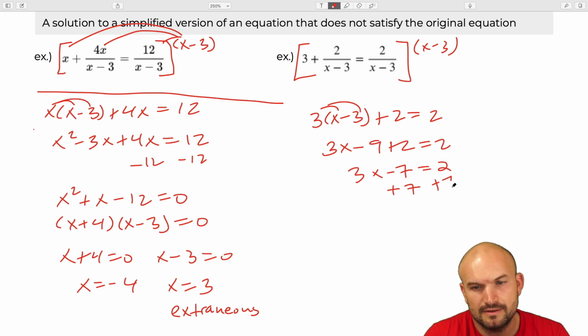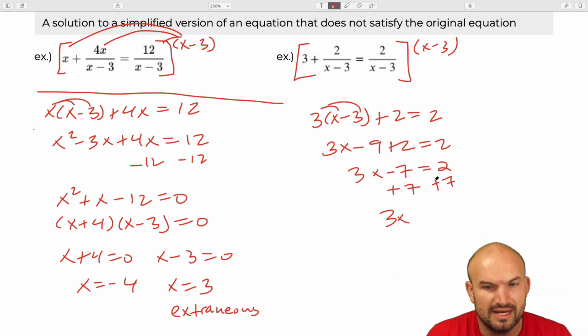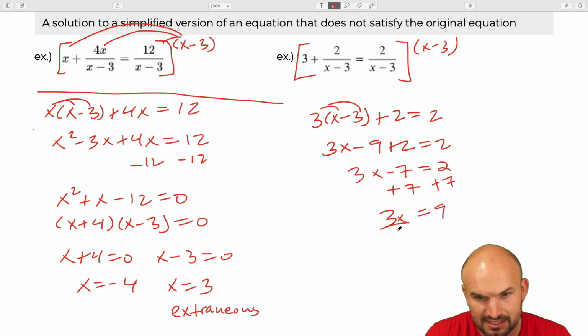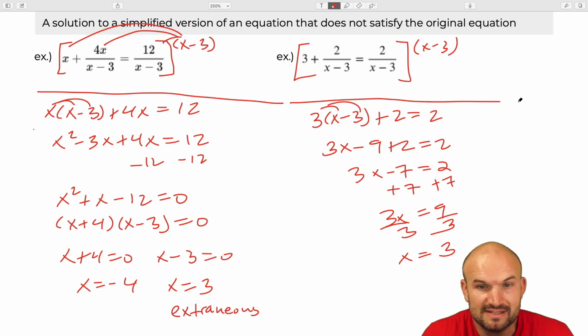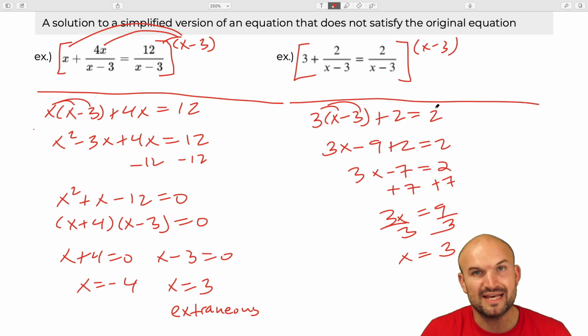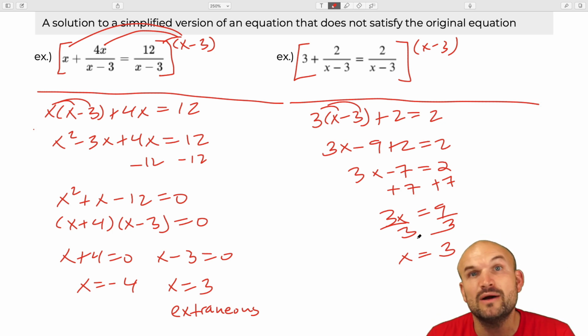Add a 7. 3x is going to equal 9. Divide by 3, x equals 3. And again, that makes sense, right? Because if you look at this, again, the simplified equation, you have a linear equation. And you could solve a linear equation, right? And you're going to get one solution.